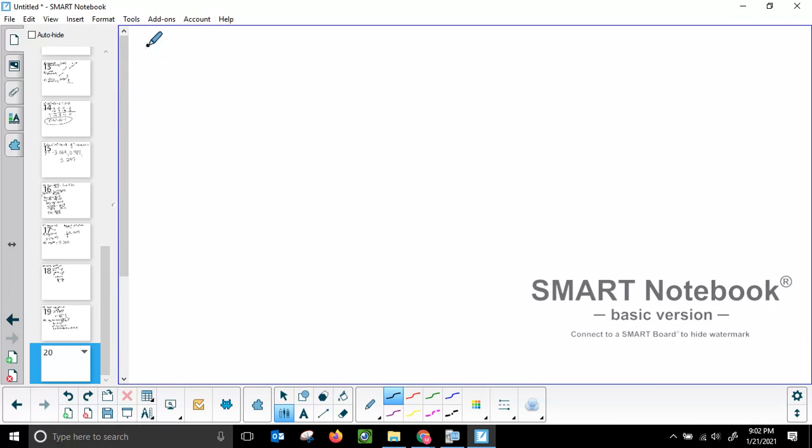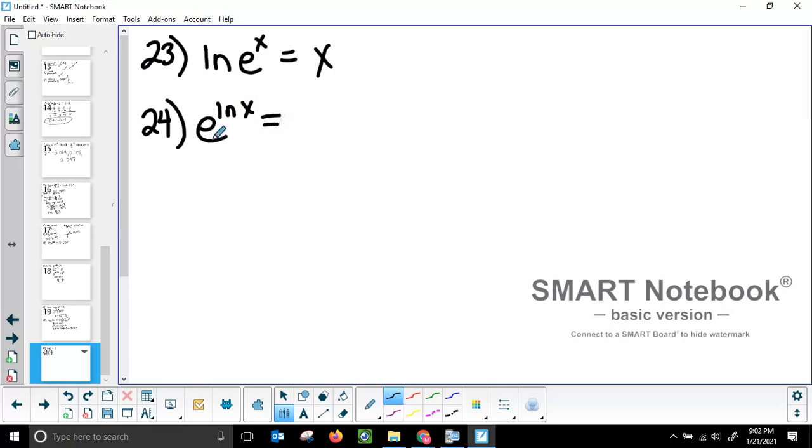All right, 23. ln of e to the x equals what? Well, really, the ln and the e undo each other. It just equals x. Similarly, 24. e to the ln of x equals what? Same thing. The e and the ln cancel out. Of course, you can use the definition of logarithm to do it the slightly longer way, but it works just fine that way as well.